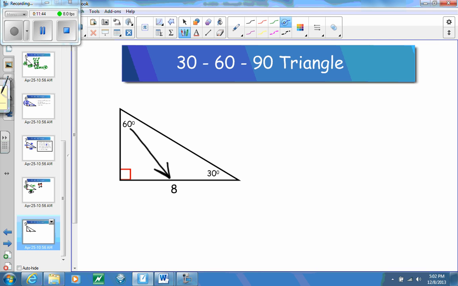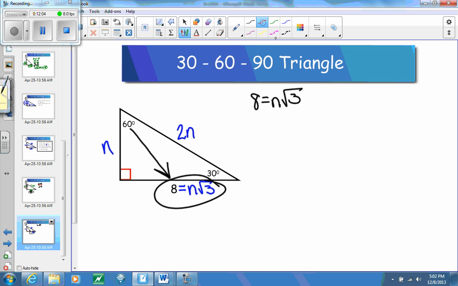Solving it algebraically first, I know that 8 has to equal n square roots of 3. My shortest leg is n, my hypotenuse is 2 times n. So to figure out what n is, I can solve this algebraically using this equation. 8 is equal to n times the square root of 3. Divide both sides of the equation by the square root of 3 to solve for n. Now I have n is equal to 8 divided by the square root of 3.